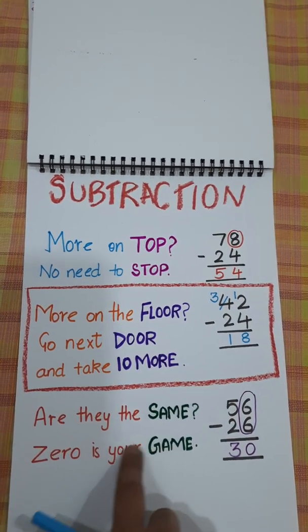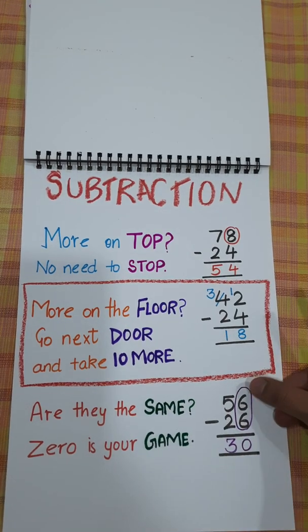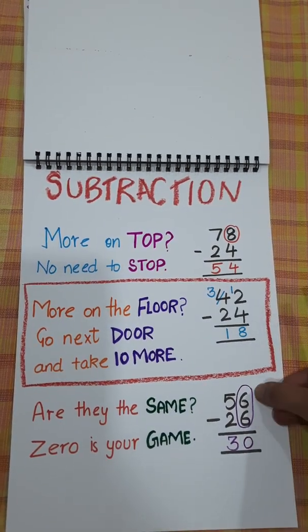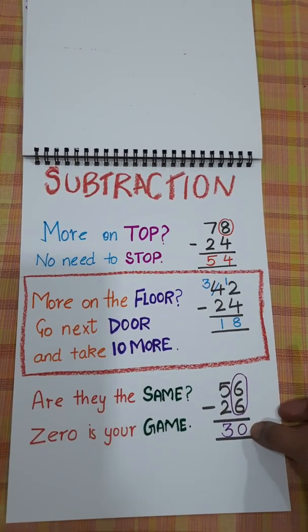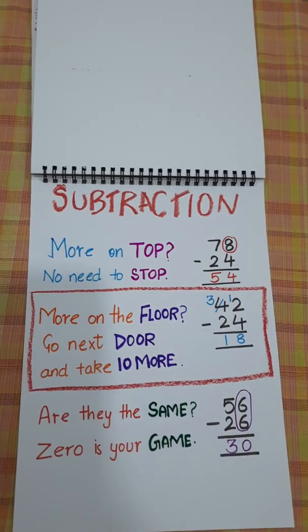Are they same? Zero is your game. If minuend and subtrahend are equal, zero will be your difference. Liked it? Yes, same here.